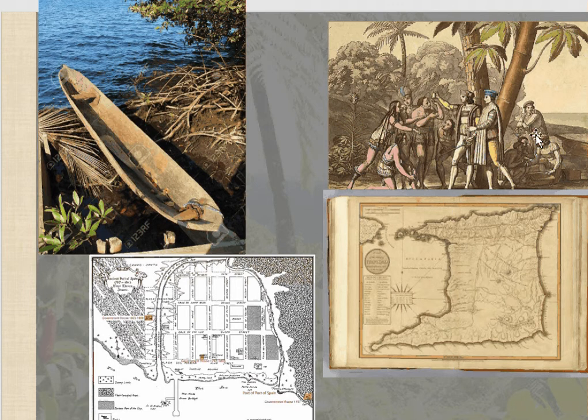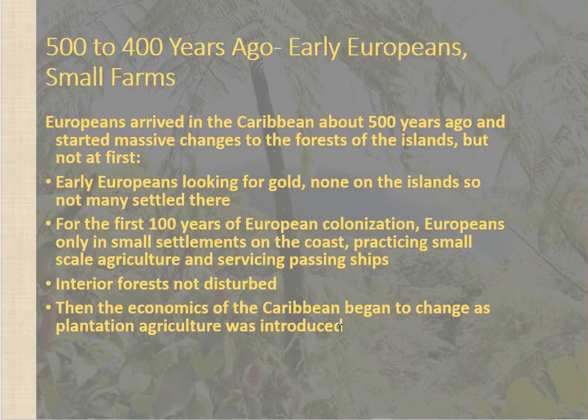Okay, but I've got some other pictures here of Europeans first arriving in the Caribbean. So you can see some first contact pictures there between the Europeans and the Amerindians. And during those early days, the first 100 years or so, I put this picture here of Port of Spain, just to show how small it was, surrounded by forests, and a little bit of agriculture. But that tended to be what the European settlements were like for the first 100 years or so. So they arrived about 500 years ago and started massive changes to the forest of the islands, but not at first. And all through this time, the climate was still pretty stable.